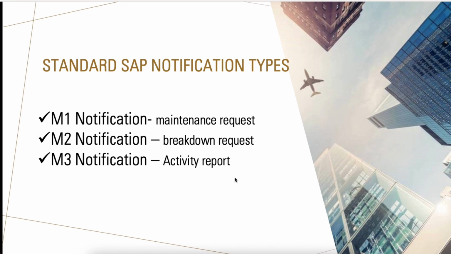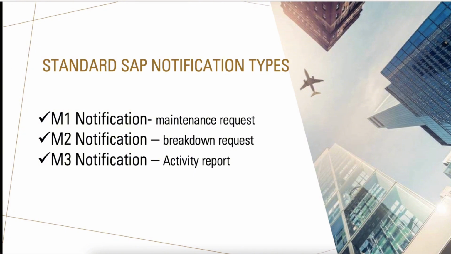So now we have been able to understand when to create the M1 notification, when to create the M2 notification, and when to create the M3 notification. So we're going to recap again. When you have a maintenance request, possibly an abnormality that you have seen, an impending breakdown, you've seen that particular issue, but it's not a breakdown yet, you could raise an M1 notification, based on what your system has already called it, based on the business requirement.